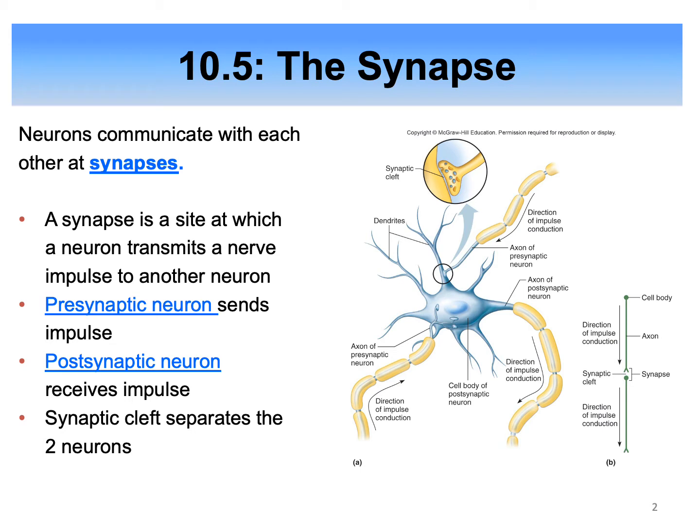A synapse is a site at which a neuron transmits a nerve impulse to another neuron. That means neurons communicate with each other at synapses. If a neuron sends impulses, it is located before the synapse. We will call this the presynaptic neuron. If a neuron receives the impulses and is located after the synapse, then it is called the postsynaptic neuron. Between them, we have the synaptic cleft, which separates the two neurons from each other.